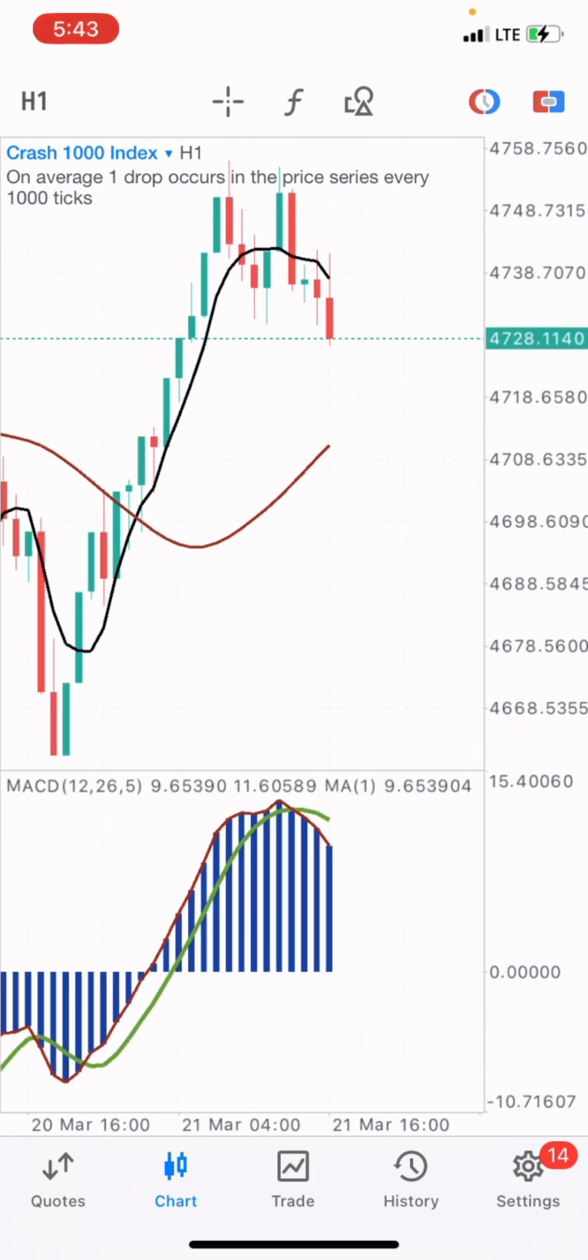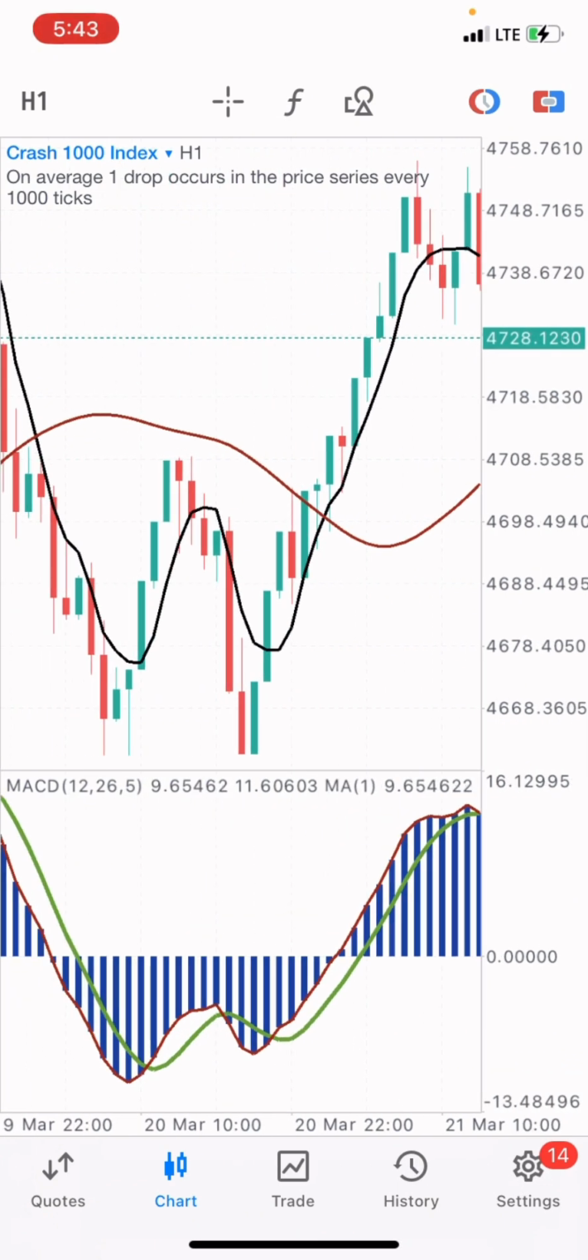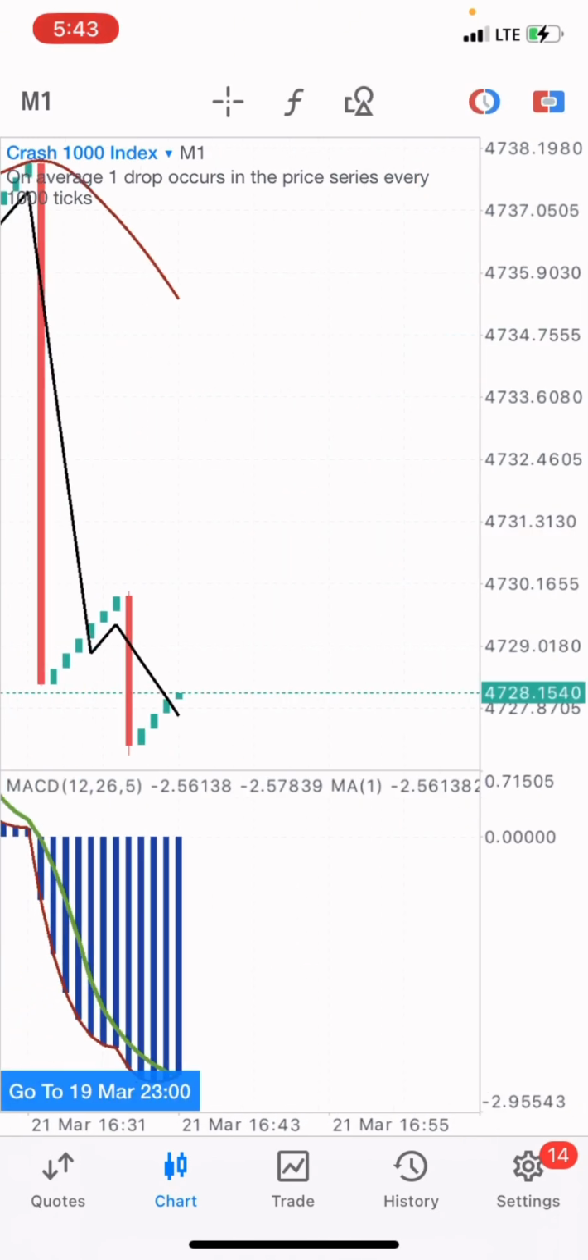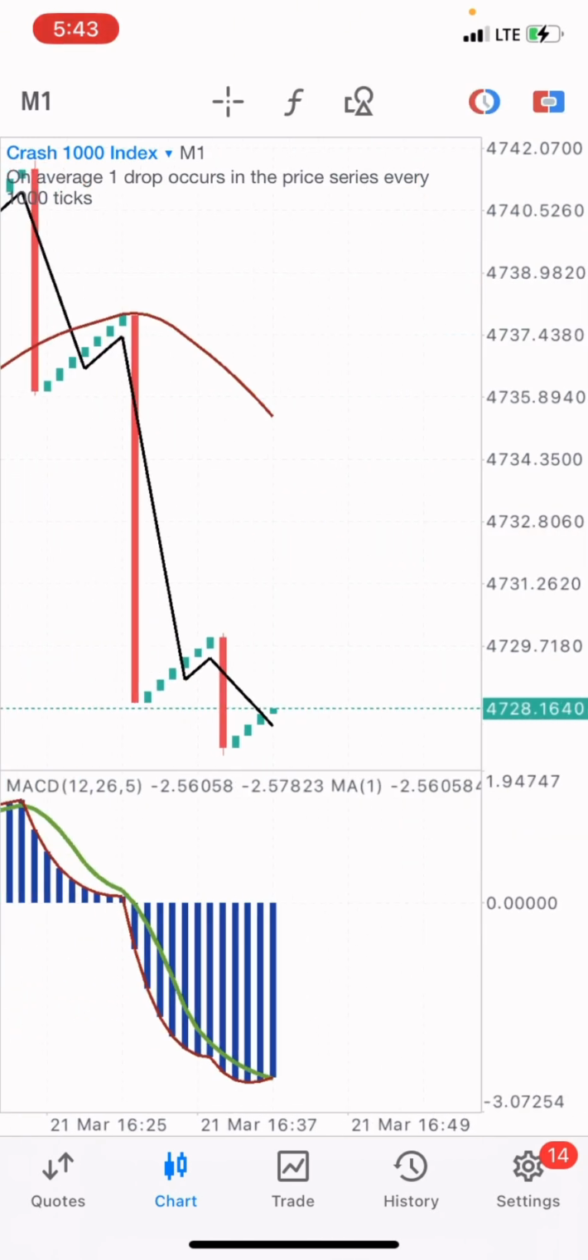So basically, let's go to 1 minute first. Everything I explained on the boom market, you're going to be doing the opposite for the crash market. Now this strategy is not for you to catch spikes, it's for you to trade against spikes.